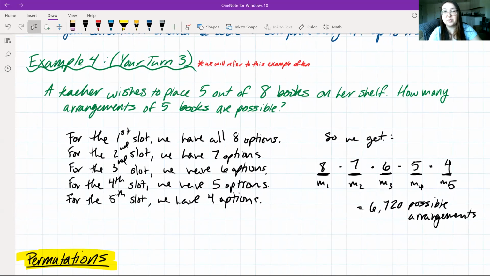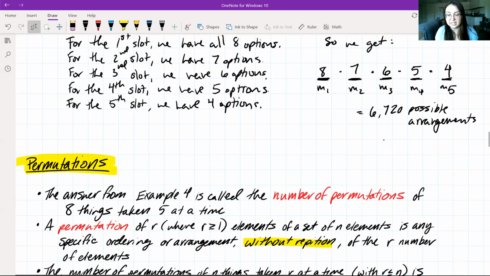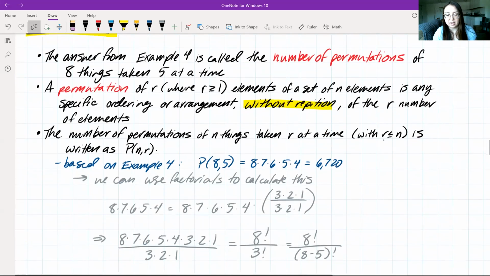Now, like I said, we're going to refer to this example a lot, so just keep it in the back of your memory. Now moving on to permutations. We have the answer from example 4. Example 4 is called the number of permutations of 8 things taken 5 at a time. So this is another way that we can say it: if we had 5 slots and 8 options, we would say we have 8 things and we're going to take them 5 at a time.